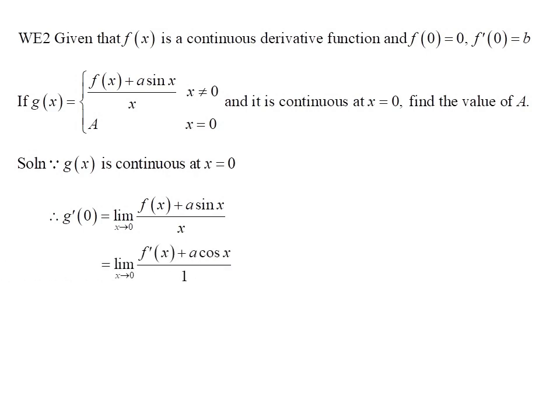Hence, g of 0 equals the limit of f prime of x plus a cosine x all over 1, which equals f prime of 0 plus a cosine 0, which equals b plus a. So the constant a equals a plus b.